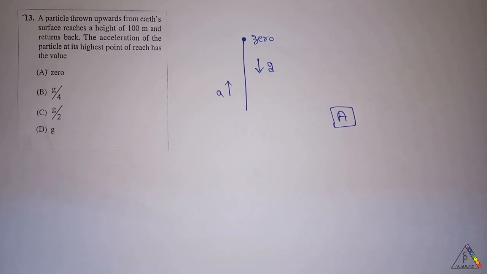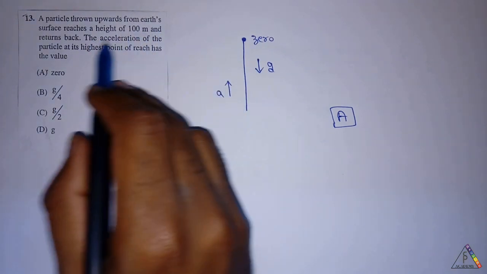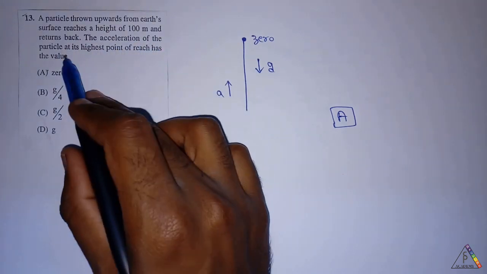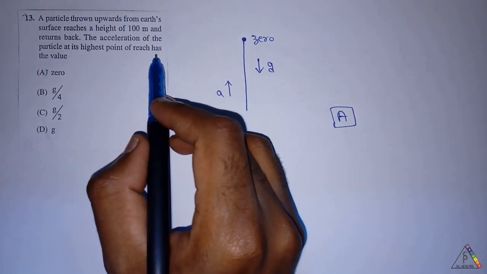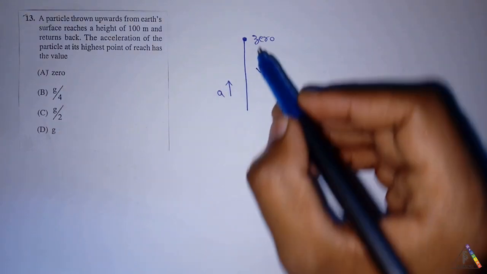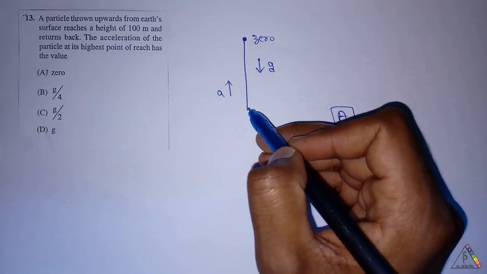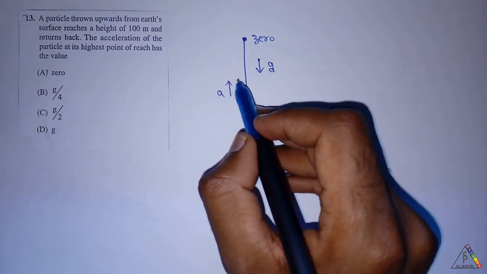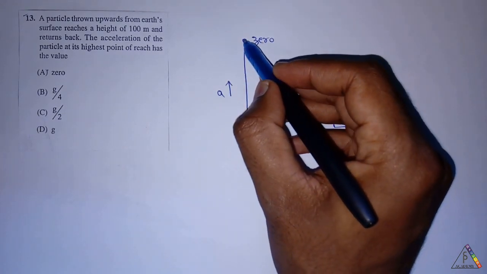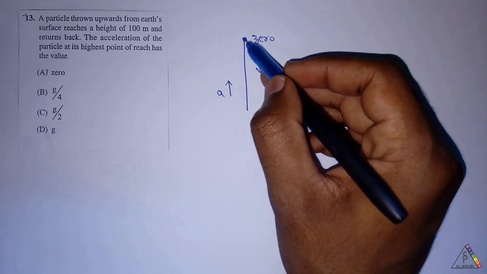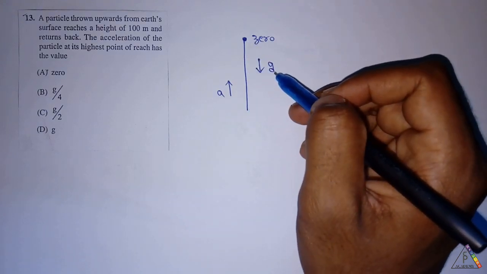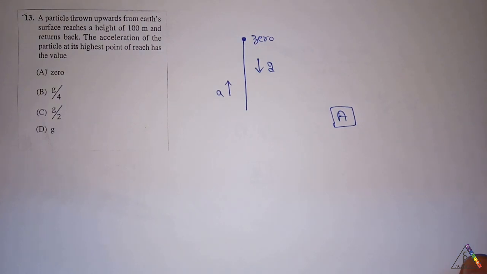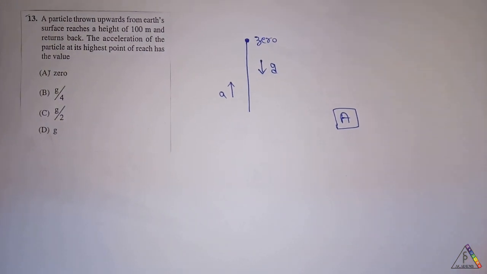Next question is, a particle thrown upwards from the Earth's surface reaches a height of 100 meters and returns back. The acceleration of the particle at its highest point of reach has the value. When a particle is thrown upward, at its highest point the acceleration will be 0, and when it is freely falling, the acceleration will be equal to g. Therefore for this question, the answer is A option.